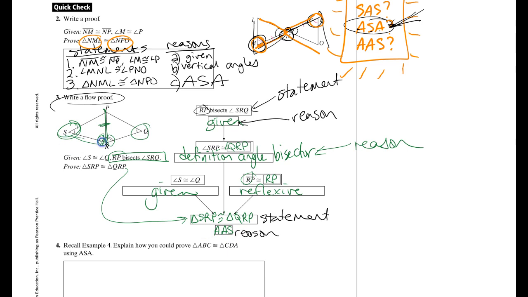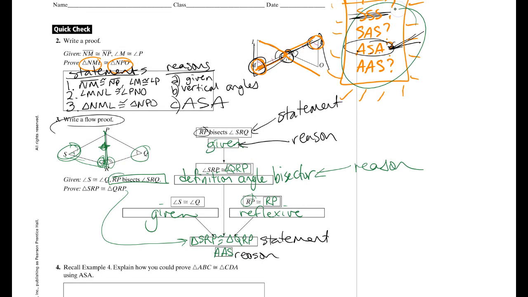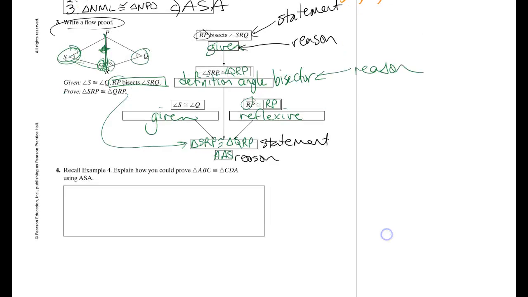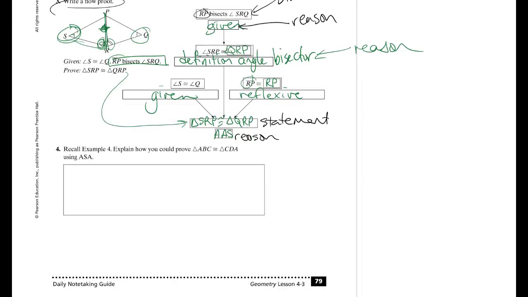Angle, angle, side. So as you point to each thing on the paper, you say what it is. I got an angle, I got an angle, I got a side. That helps you decide which of these 4 triangle congruent statements you've got. Last one. Recall example 4.